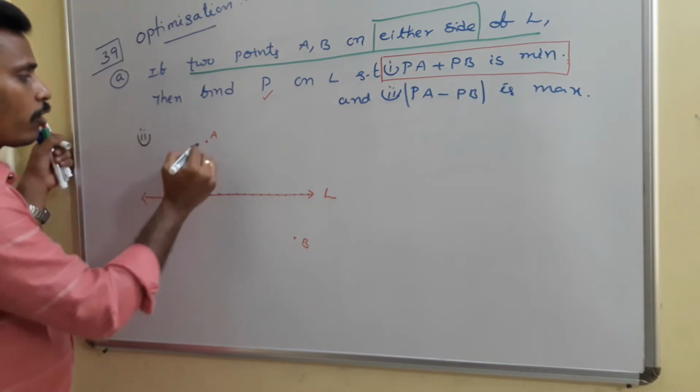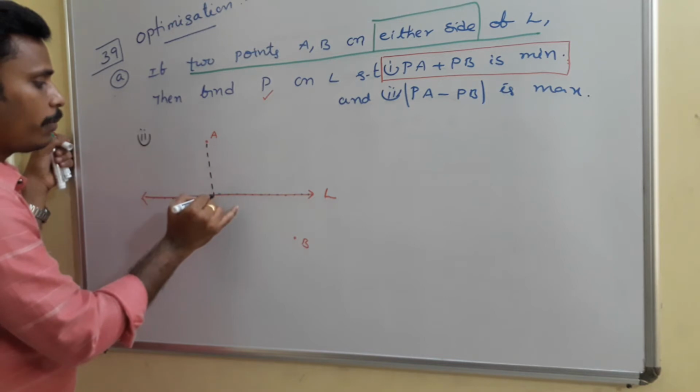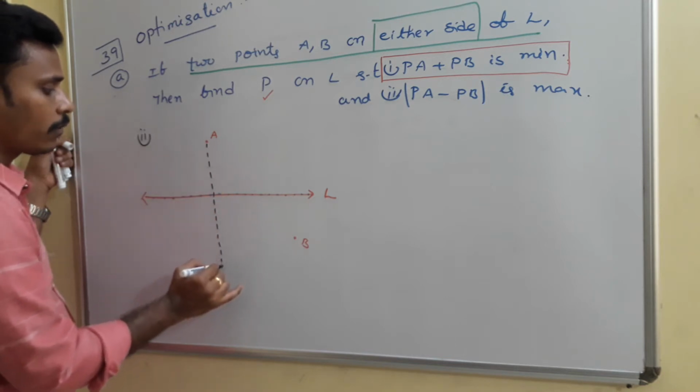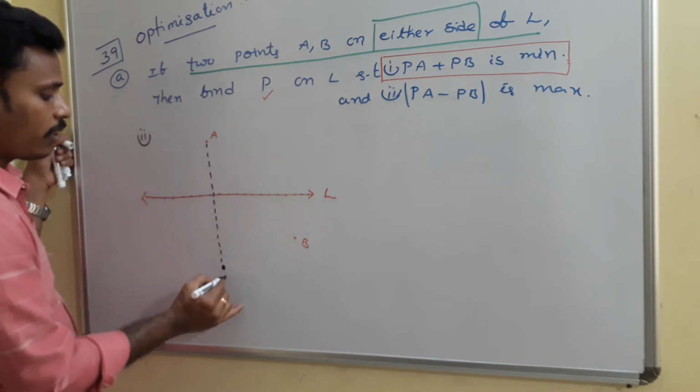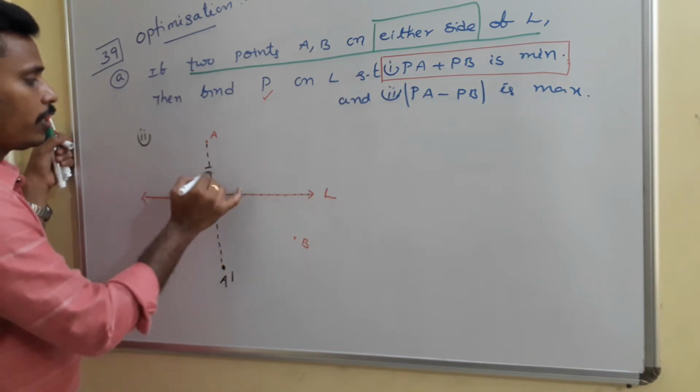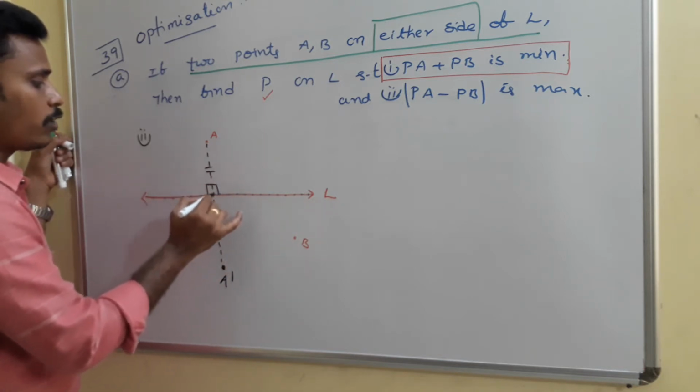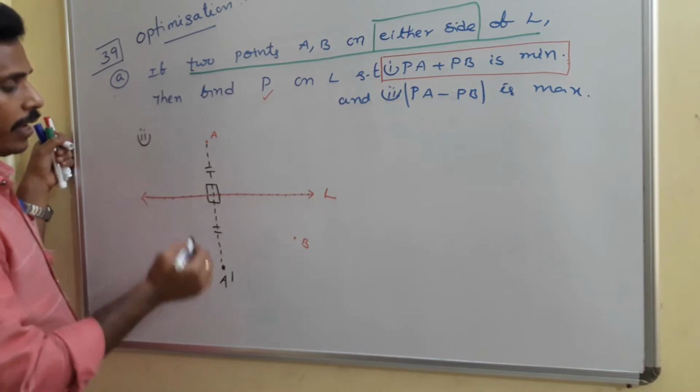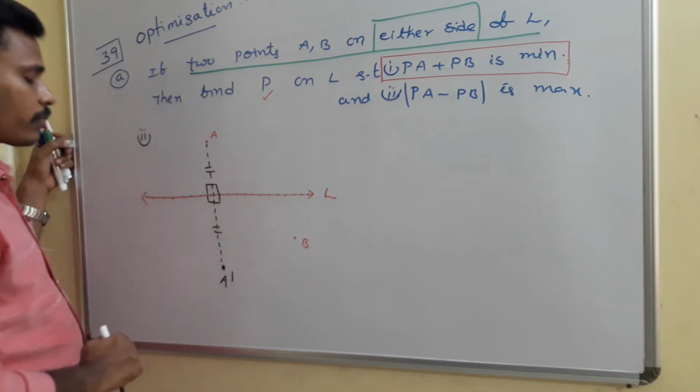You just calculate the image of A. Image of A I am locating. If you locate the image of A and this is A dash, these two distances are equal since that is the image of A. A dash, and here I have B.